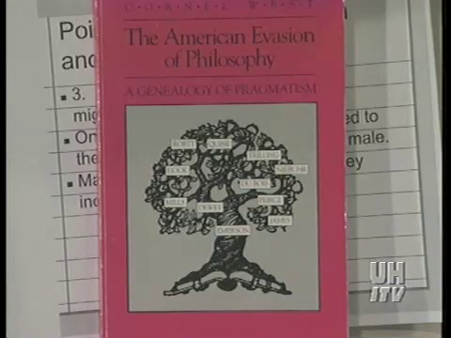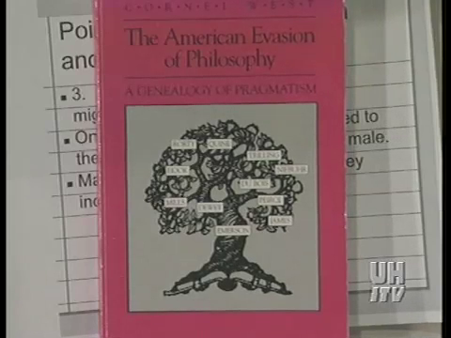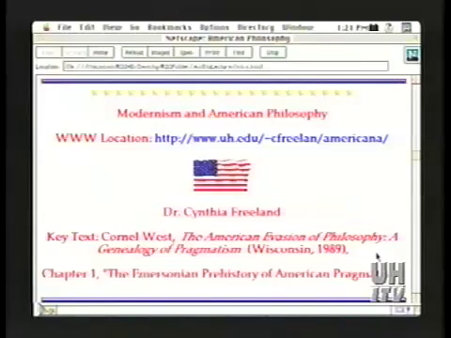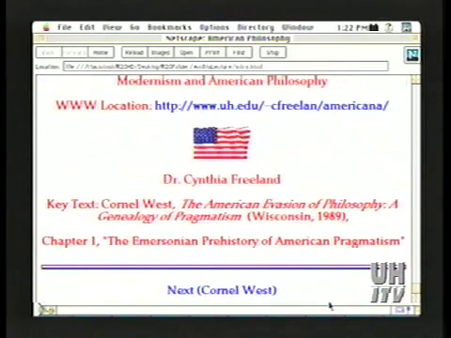This is A Genealogy of Pragmatism, and Cornel West is a philosopher. I'll tell you more about him in just a moment. And it's a genealogy of a distinctively American philosophical point of view. That's what West is writing about in this book. And in particular, the chapter from his book that I've asked you all to read is his first chapter, and that's his chapter on Emerson, and that's, if we could go back to the computer screen, please, The Emersonian Prehistory of American Pragmatism.